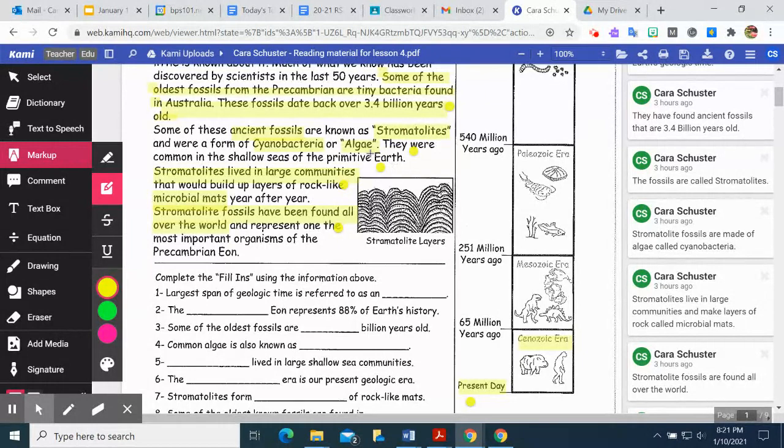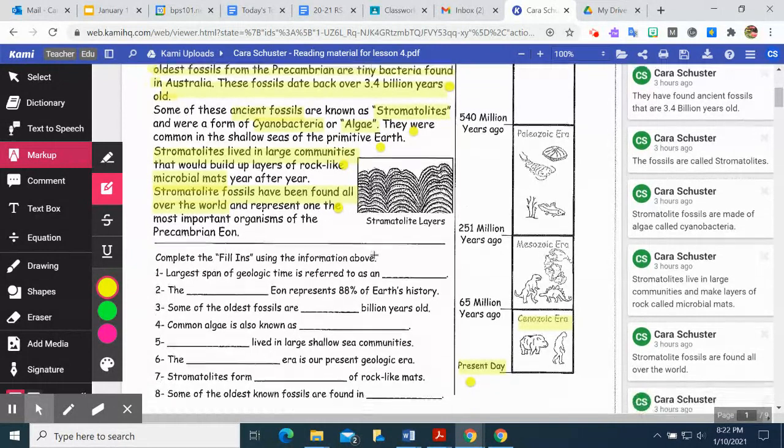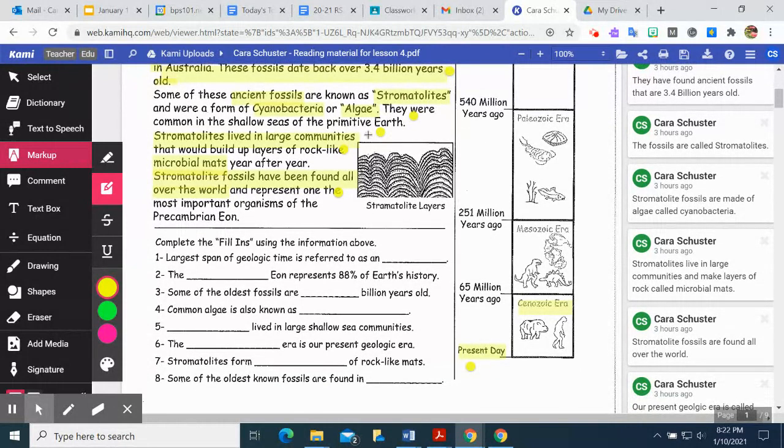Let's talk about this. Primitive means that it is very simple, a very simple time. So they're shallow seas. Stromatolites lived in large communities that would build up layers of rock like microbial mats year after year. Here's a picture of the layers.